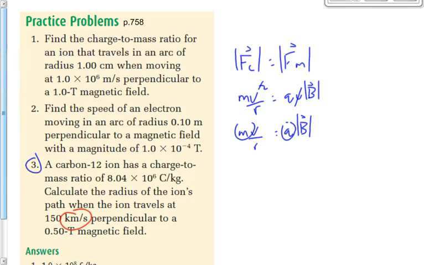Now, some of you might say, well, why don't we just solve for R? Okay, let's try that. Let's try solving for R, since that's what we're looking for, right? R goes up by multiplying, QB goes down by dividing, it becomes MV over QB. What's the issue with that? It's correct, but what's the issue with that when we're trying to solve this question?